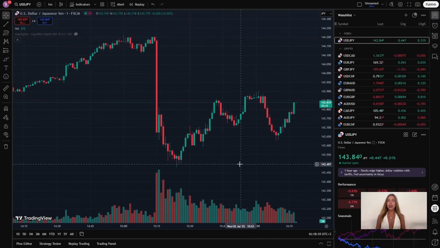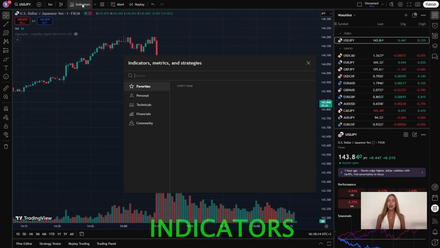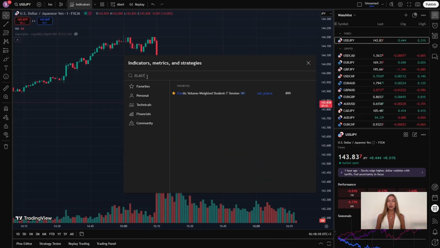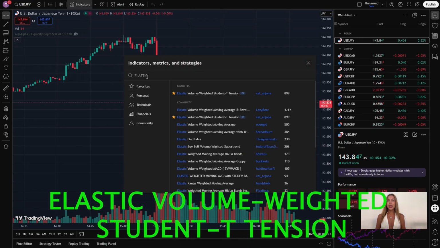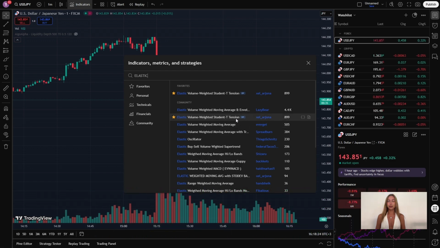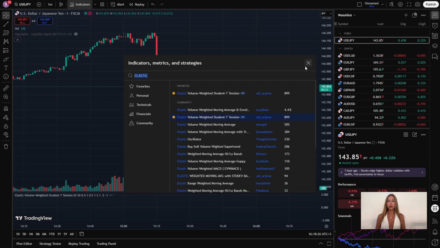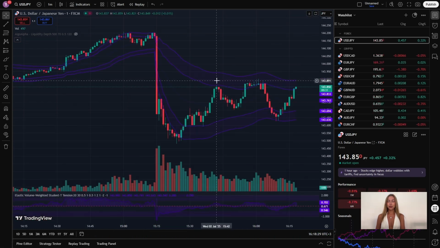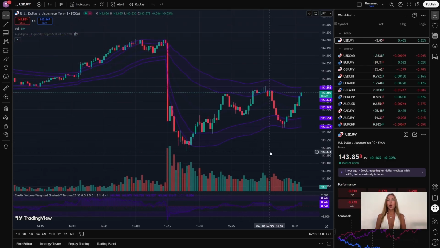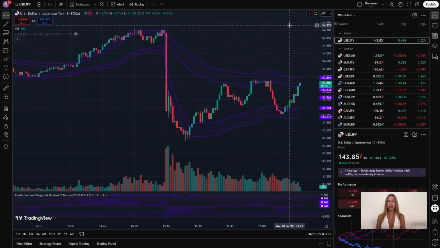Now let's add the indicator we will be using to earn today. Go to the Indicators section and type the name of the indicator. Add the indicator with this name from this photo. So the indicator is added and let's immediately understand on what basis we will open positions here.